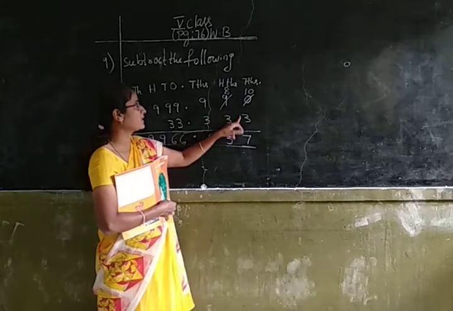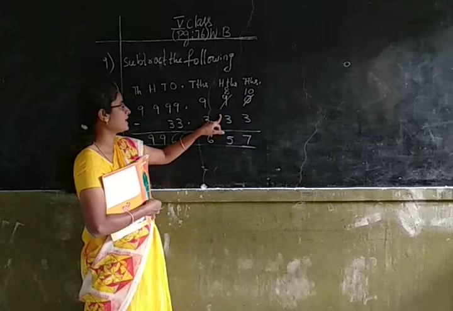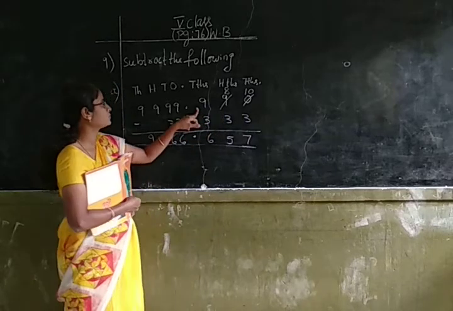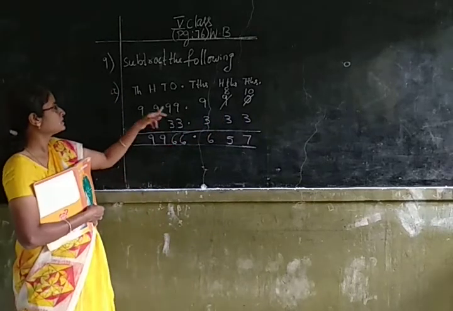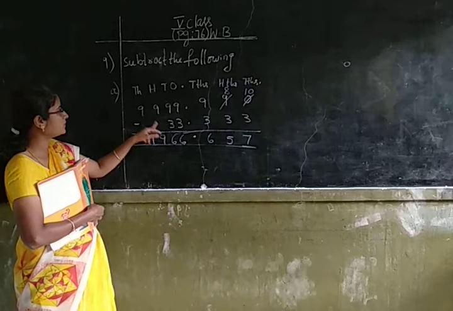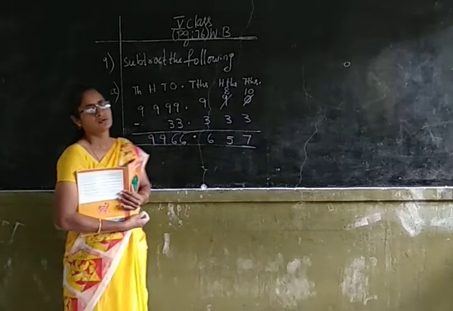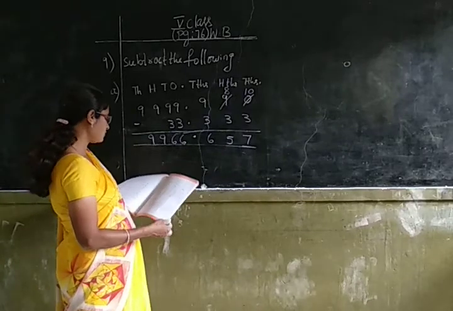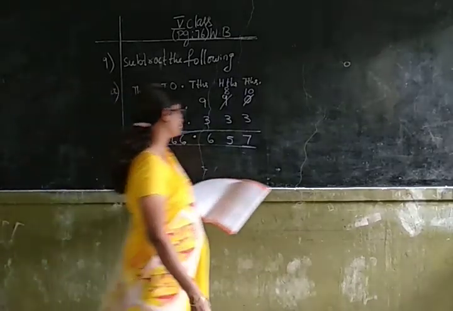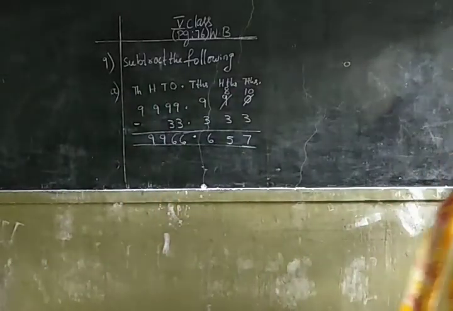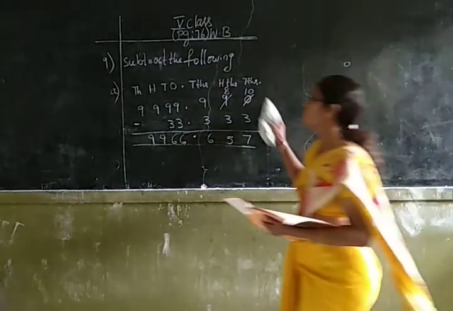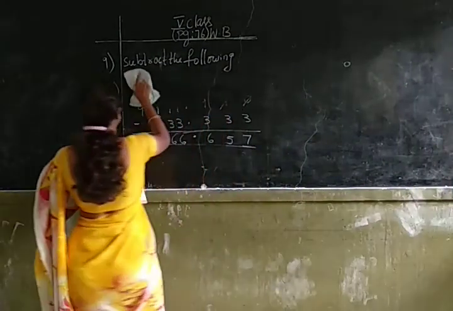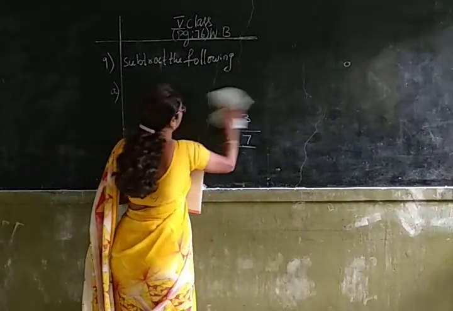First you have to subtract the digits in thousands place, then in hundreds place, then in tens place, then in ones place, then tens place, hundreds place and thousands place. Okay children, so the answer is 9966.657. Now let us do the B sum.